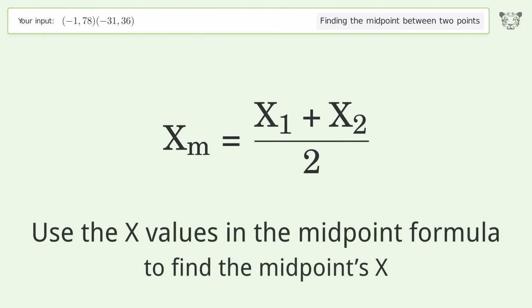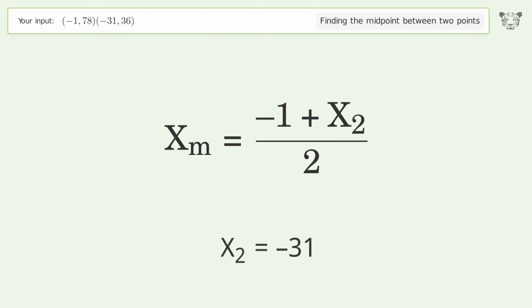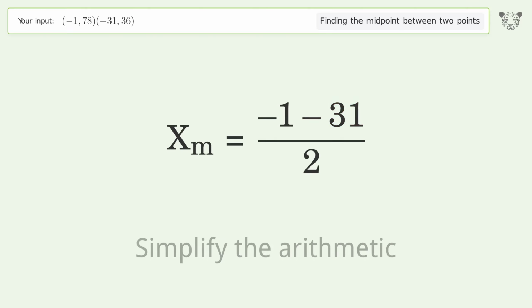Use the x values in the midpoint formula to find the midpoint's x. x1 equals -1. x2 equals -31. Simplify the arithmetic.